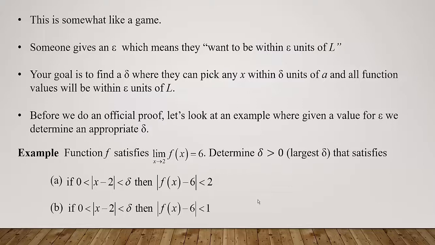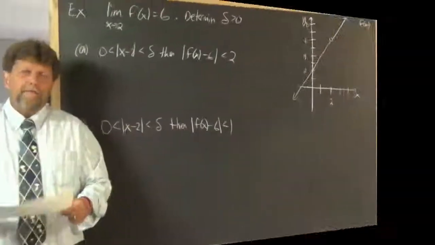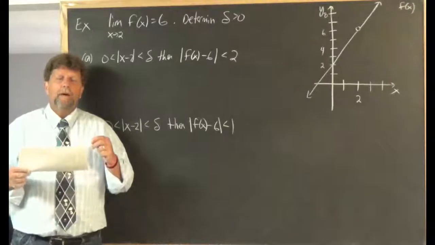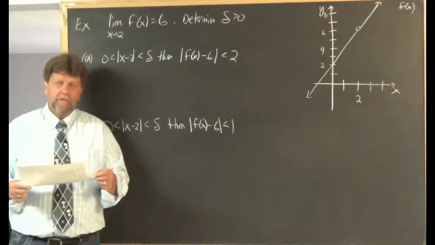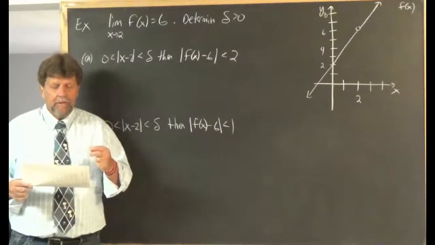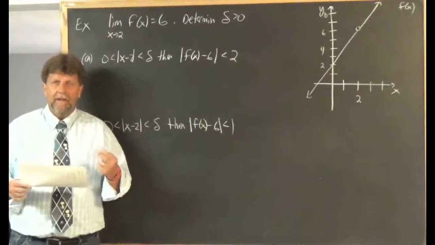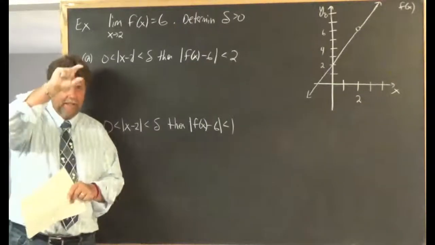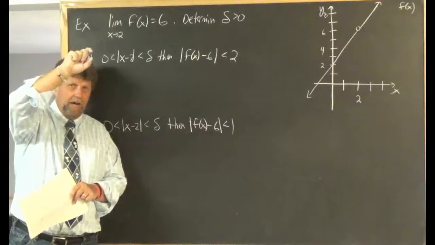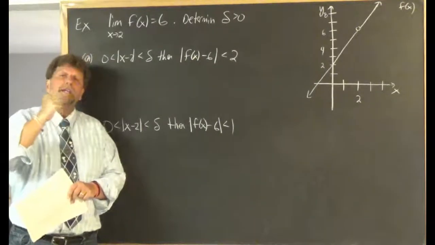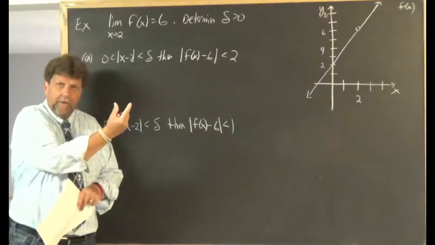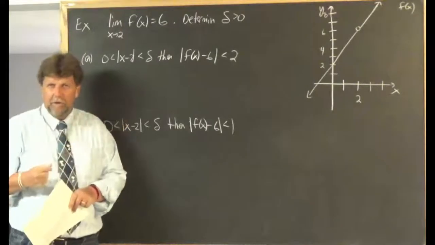Let's find these deltas for part A and part B. All right, folks, in this example we're easing ourselves into the epsilon delta concept before we actually do an epsilon delta proof. Keep in mind, I said this is somewhat like a game. Someone gives an epsilon, you have to find the delta. Epsilon is how close they want to be to the limit, so that's like the y's, the range values. Delta, you have to find to determine how close they have to be to an x, so delta matches up with the domain.